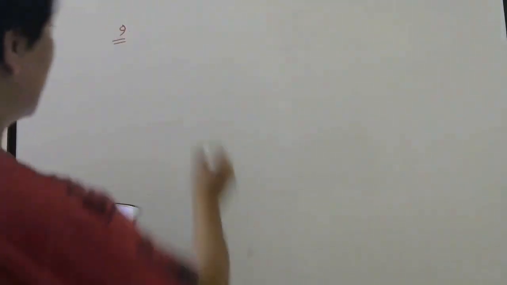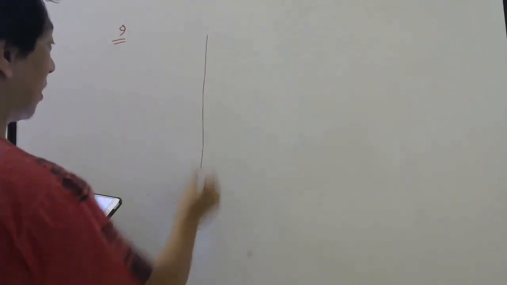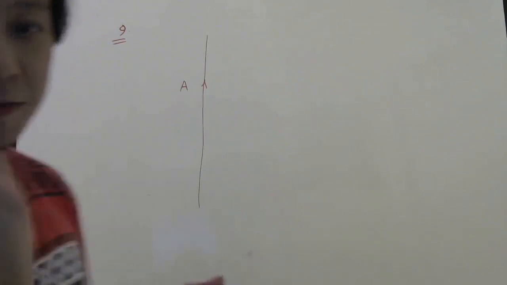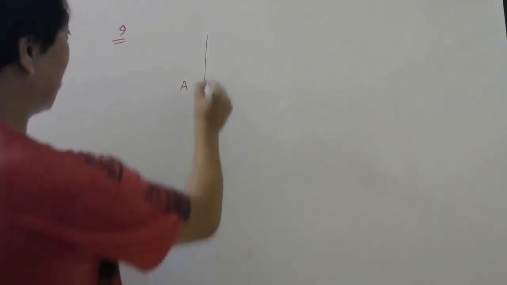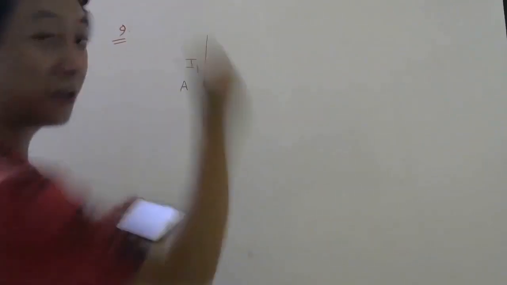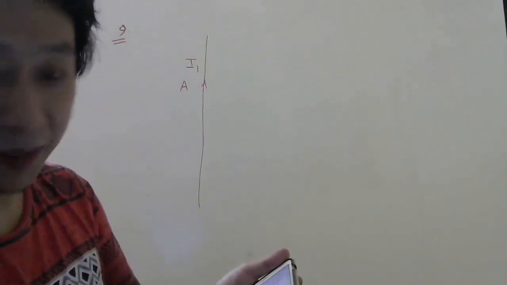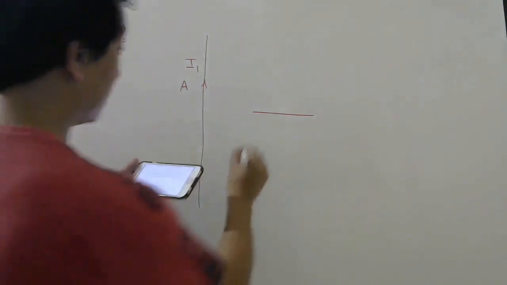A wire B of finite length capital L is kept on the right hand side of a long wire capital A, as shown in the figure. So capital A represents one wire which is very long, infinitely long, carrying current I1. And a wire B of finite length capital L is kept on the right side. So there is a finite wire like this, kept perpendicularly. This length is capital L.